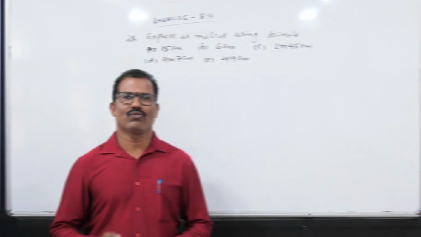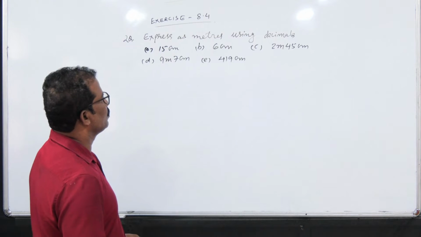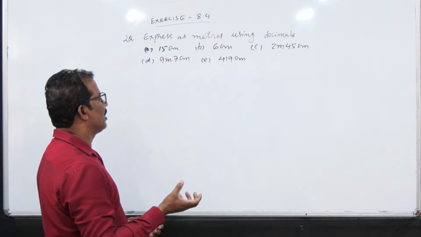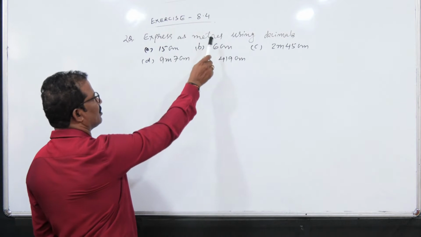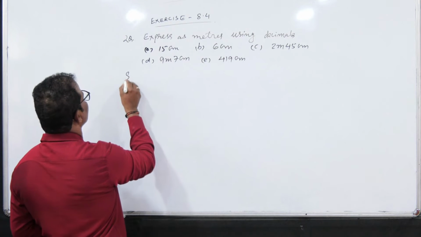Okay? Students, now we are going to see the second question, that is express as meters using decimals. So in the given questions, the units are in centimeters, and in some questions the units are in meters and centimeters, but the whole unit we have to convert into meters by using decimals. How, we can see now.